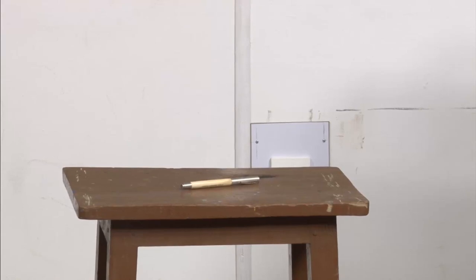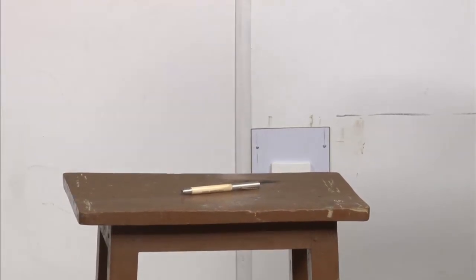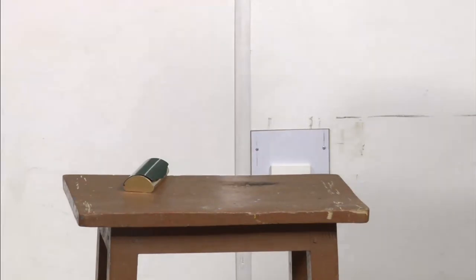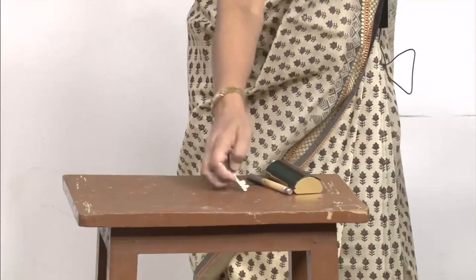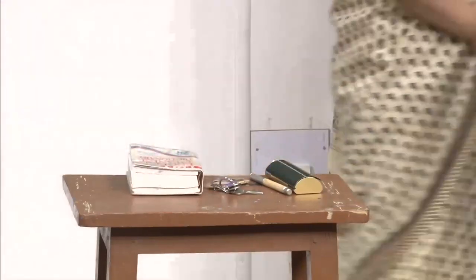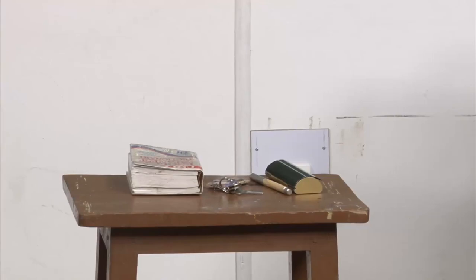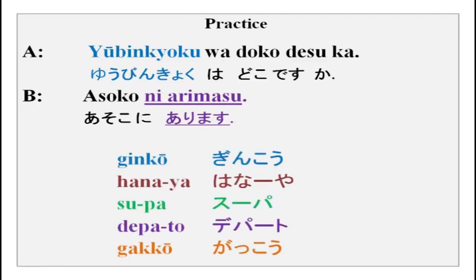Well, what about these things over here? Look at this and tell me where it is. Hako wa doko desu ka? That's right. Hako wa tsukue no ue ni arimasu. So, well, you can practice like this. Show things where they are and then you can ask your partner where these things are located and placed. It's right here for you. Yubinkyoku wa doko desu ka? And you can replace yubinkyoku with whatever is given over here and practice.